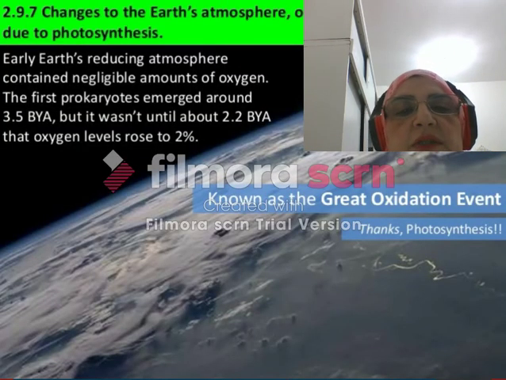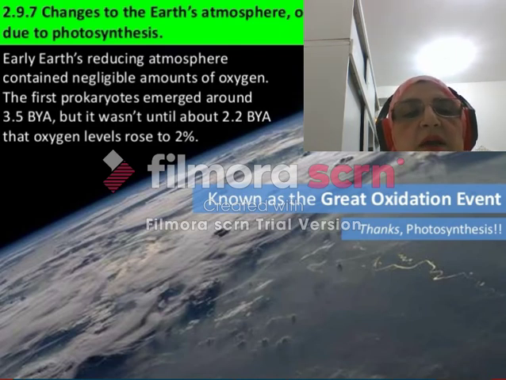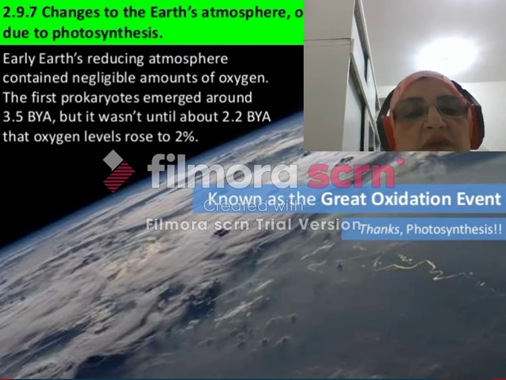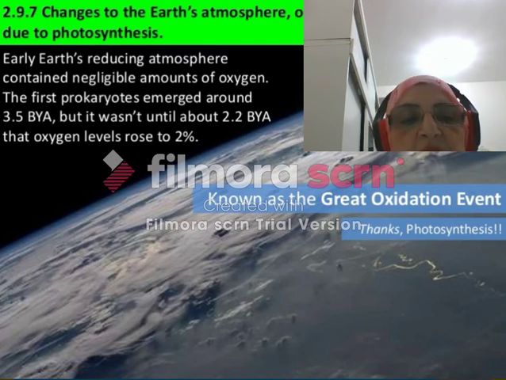Changes to Earth's atmosphere, oceans, and rock deposition due to photosynthesis. Early Earth's reducing atmosphere contained a very small amount of oxygen. The first prokaryotes emerged around 3.5 billion years ago, but it wasn't until about 2.2 billion years ago that the oxygen level rose to 2%. People suggest that when life started on Earth, the atmosphere was mainly made of carbon dioxide and ammonia or nitrogen compounds.